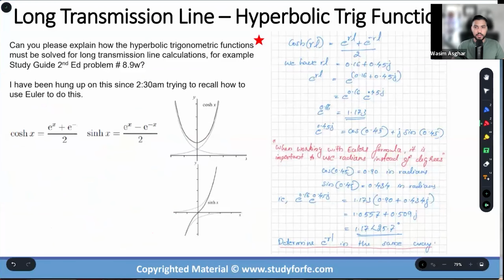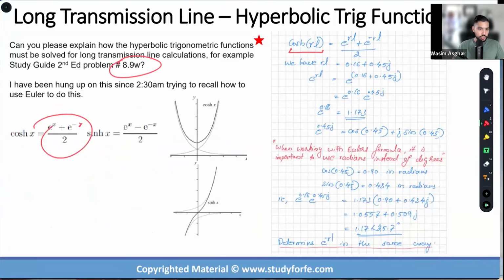Okay. So this is my response to the student. So we are dealing with cosine. So he referenced 8.9W. Cosine hyperbolic gamma L. Now, the cosine hyperbolic function is e to the power of x plus e to the power of minus x, divided by 2. So you can see that it is e to the power of gamma L plus e to the power of minus gamma L, divided by 2. Just building on top of what is already shown in the solution in 8.9W. Those of you who have access to this particular problem, you can pick it up from there.